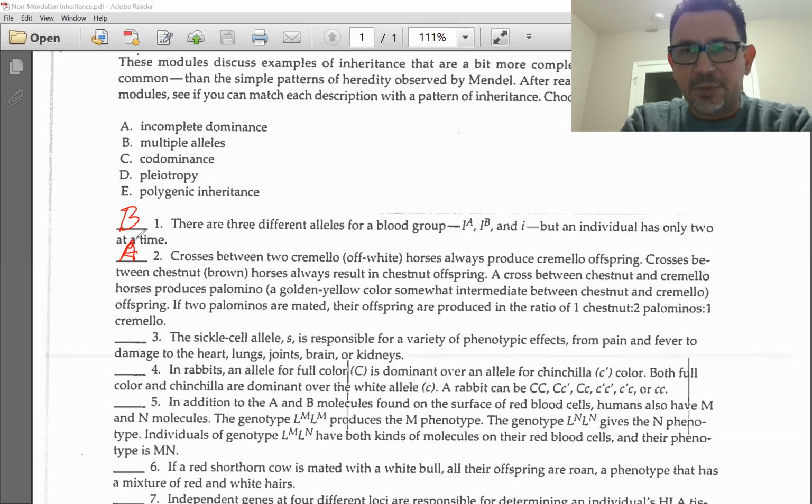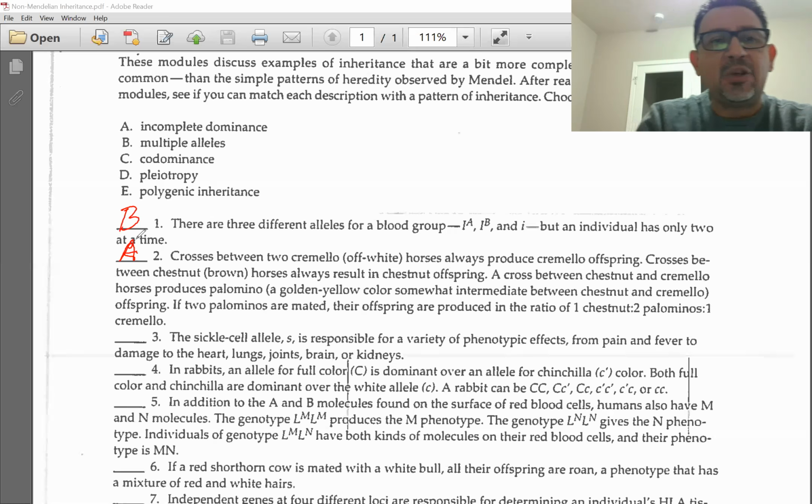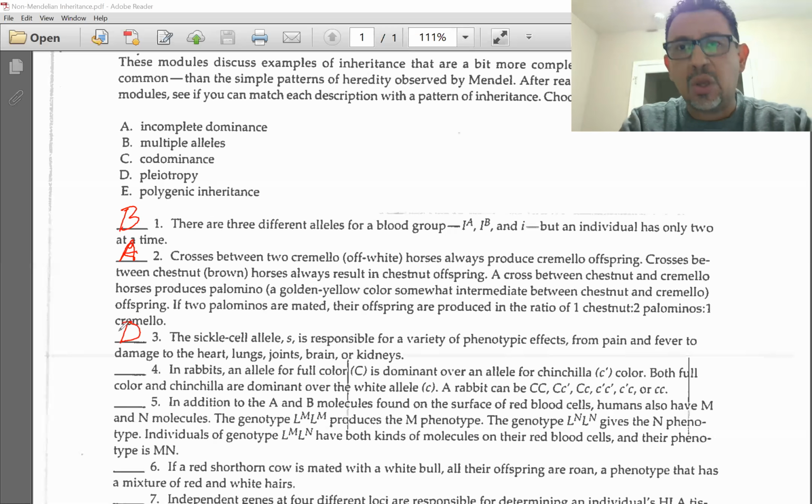Okay, for the next one. We are told that one allele, the allele responsible for sickle cell disease, again, I emphasize, one allele alone, is responsible for a variety of phenotypical traits. That is the classic indication you're looking at pleiotropy. In the case of Mendelian inheritance, one allele coded for the production of only one phenotypic trait. But in the case of pleiotropy, one allele can actually produce a lot of different things.